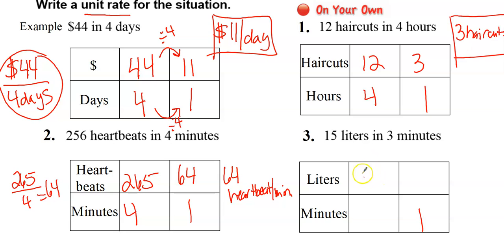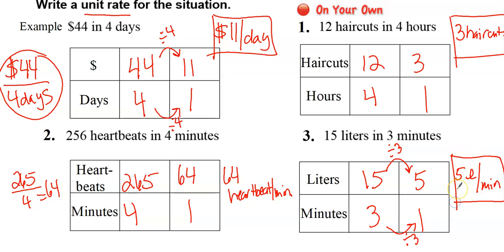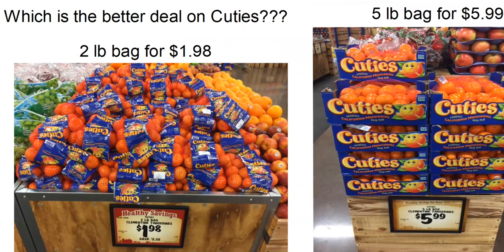And the last one is 15 liters in 3 minutes. I'm dividing by 3. This one I'll just show you, right? I keep up the ratio pattern. I'm creating an equivalent fraction. 3 divided by 3 is 1, and 15 divided by 3 is 5. So 5 liters per minute. That is my unit rate. That is probably a leak instead of how much water you could actually drink. That would be way too much water. Okay, let's look at some more problems.